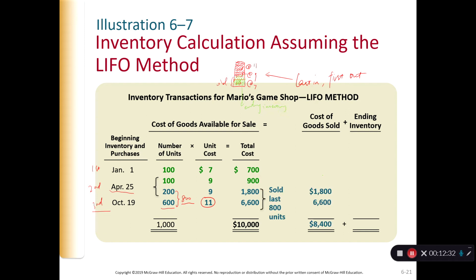And for LIFO, the earlier purchases become the ending inventory. So for last in, first out, we're eating from the top layer, which is the latest purchase, and then we're left with the older cost layers.